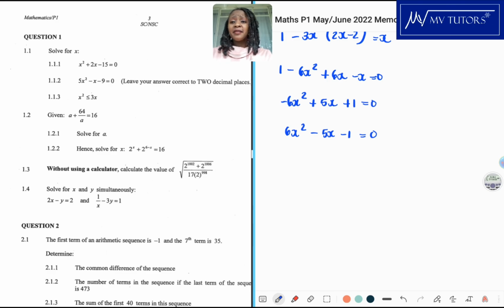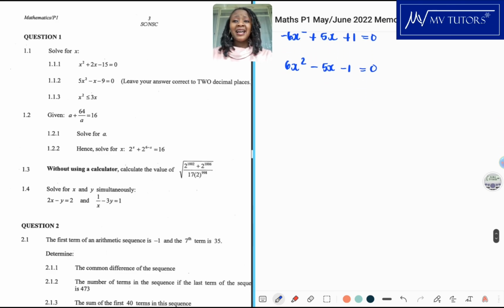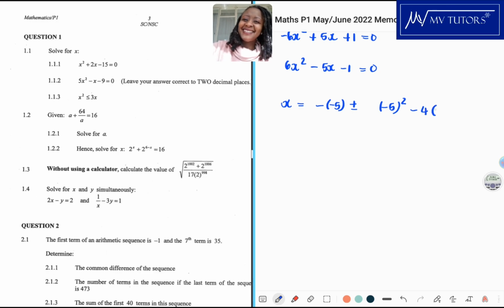Here you can use factors. I'm not going to do that. I'm just going to go straight to the quadratic formula. So x is equal to minus b, so minus negative 5, plus minus the square root of 5 squared, okay, it's b squared minus 4ac. Okay, all of that under a square root.